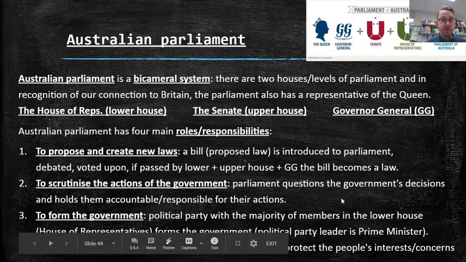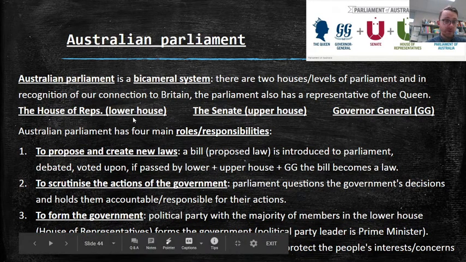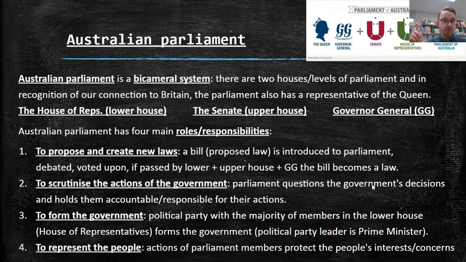The third thing they do is form the government. So when we get into voting and the election process, you'll find out a bit more about this. But basically, every election, politicians put their hand up and say, I would like to be part of Parliament. And then the political party with the most members voted in to the lower house, so the House of Representatives, they form the government. So it's not like a one-on-one competition between Scott Morrison and the head of the Labor Party. It's whoever gets the most political members voted into the House of Reps.